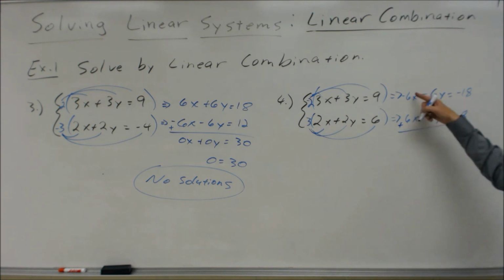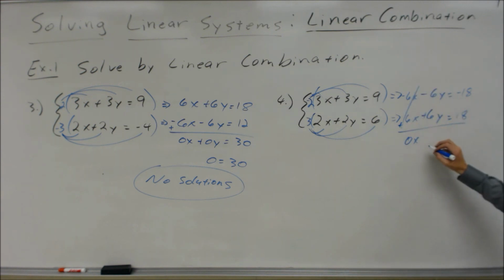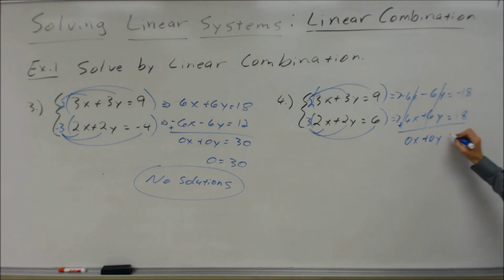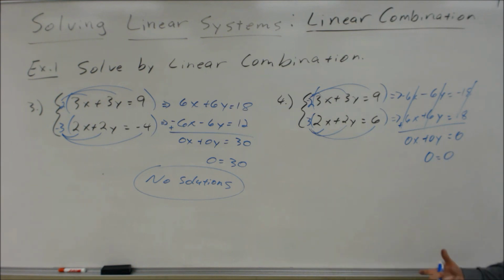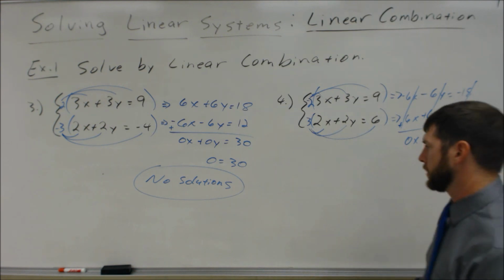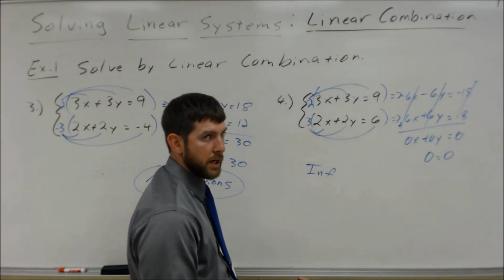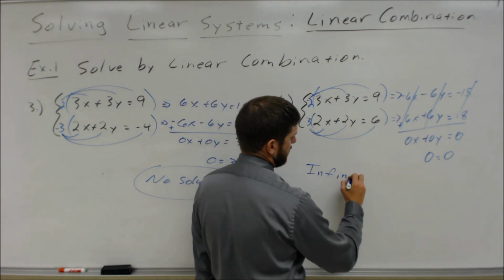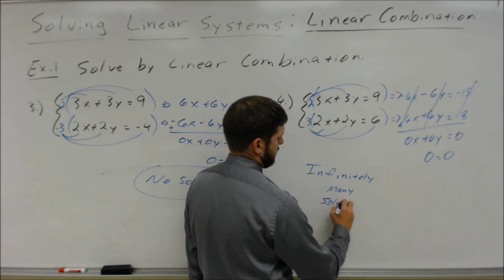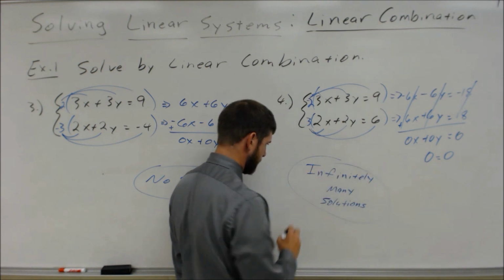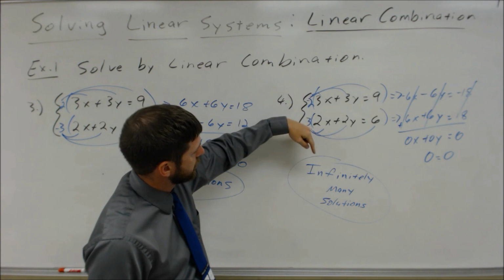Combine our lines. Negative 6x, positive 6x is 0x. They cancel. Negative 6y plus 6y is 0y. They cancel. Negative 18 plus 18 is 0. They cancel. So we get 0 equals 0. All variables drop out. We get a true statement, as we remember from before. That means there are infinitely many x's and y's, because that's always true. So infinitely many solutions.